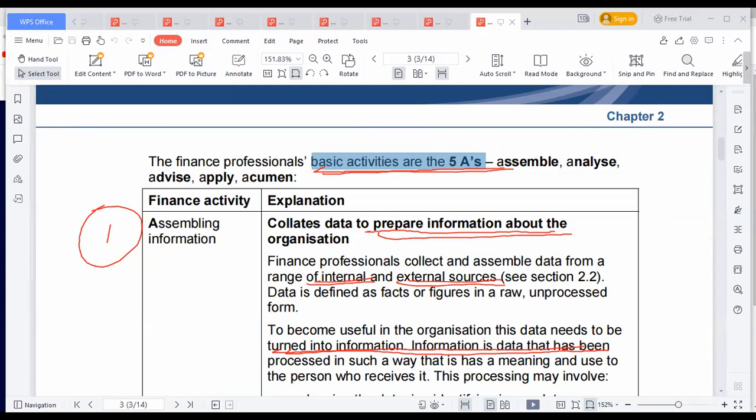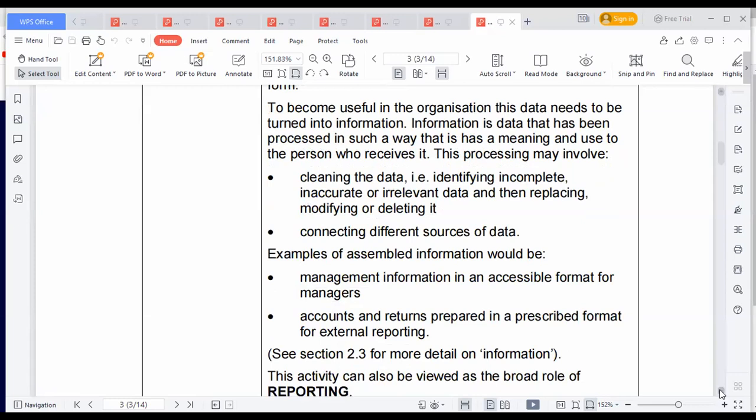So that we can convert it from data into information. Into information, right? So this is what actually happened. When we are processing data, the process of processing is we clean the data. By cleaning data, we are identifying incomplete, inaccurate or irrelevant data, then replacing, modifying, or deleting it, right? And also connecting different sources of data. That is very important. So once the data is received, we process it by cleaning the data or by deleting any other information that is not necessary, right?